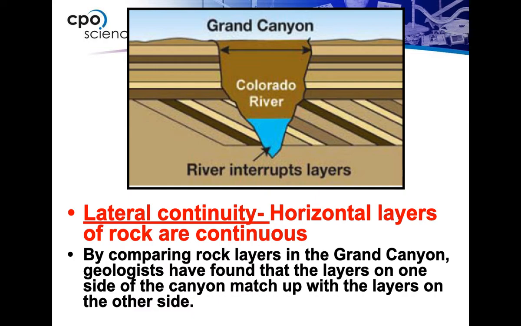So if I look at this picture here, this is a cartoon drawing of the Colorado River, which has been wearing its way through the Grand Canyon for millions of years. You will notice when you look at pictures of the Grand Canyon, you have all these horizontal layers that match up on either side, but you're missing a spot in the middle. So lateral continuity is just telling us that at one point in time, they were connected and something has come along and caused that rock to wear away. And that, in the case of the Grand Canyon, would be the Colorado River.